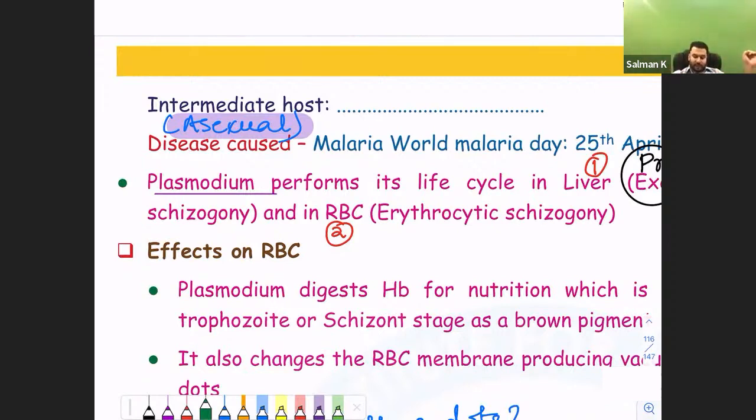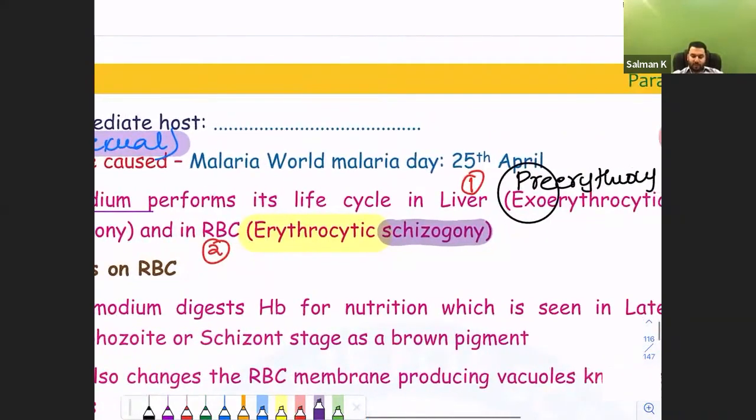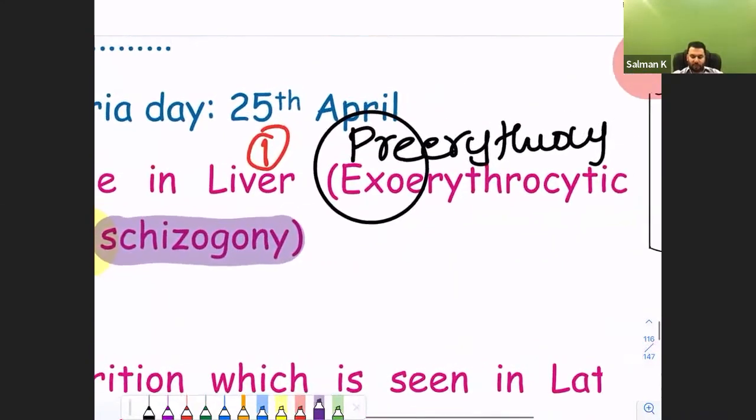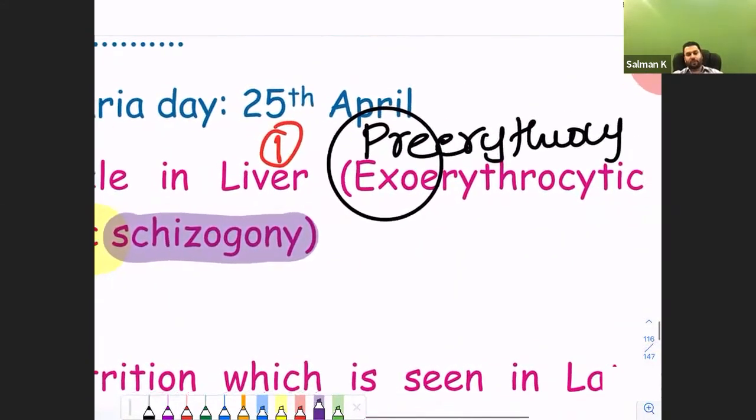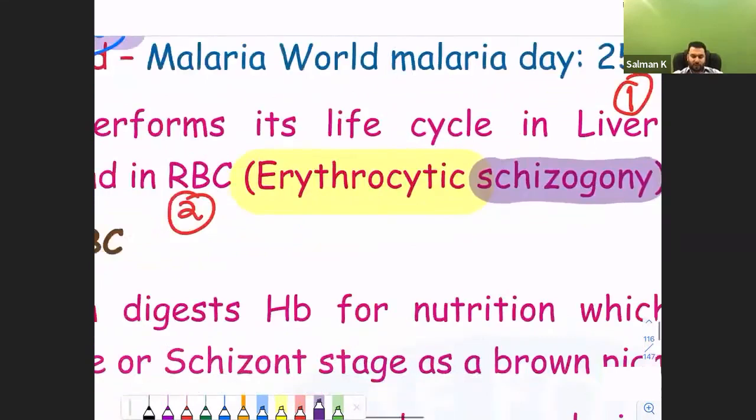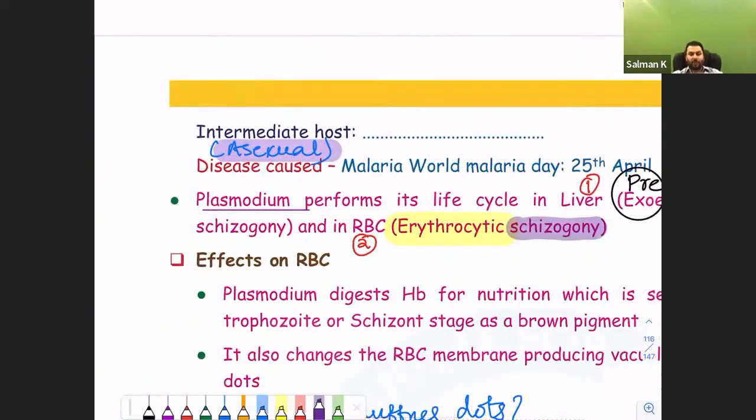Since RBC is the main cycle, the word is erythrocytic. And since it's an asexual cycle, the word is schizogony. Erythrocytic schizogony. Is that understood by all of you? This is the word that you should all know. Next, what do you think the liver cycle is called as? Pre-erythrocytic schizogony. Before the RBC, hence the name. So you have erythrocytic and the pre-erythrocytic schizogony. Now listen to me very, very carefully.